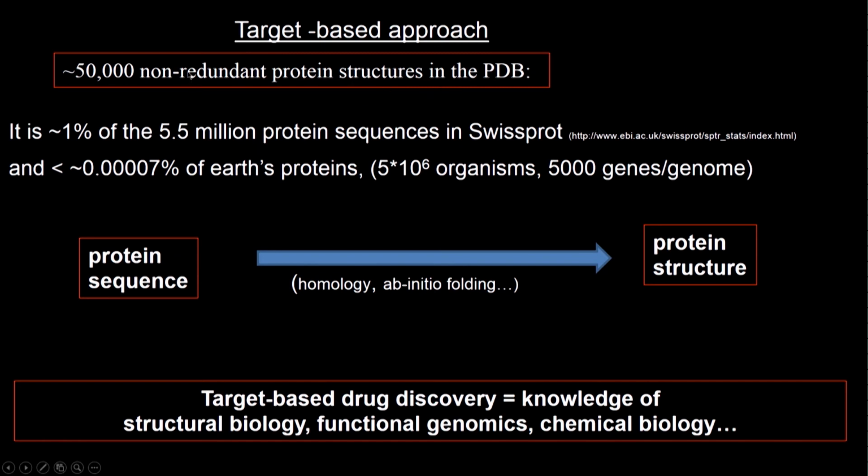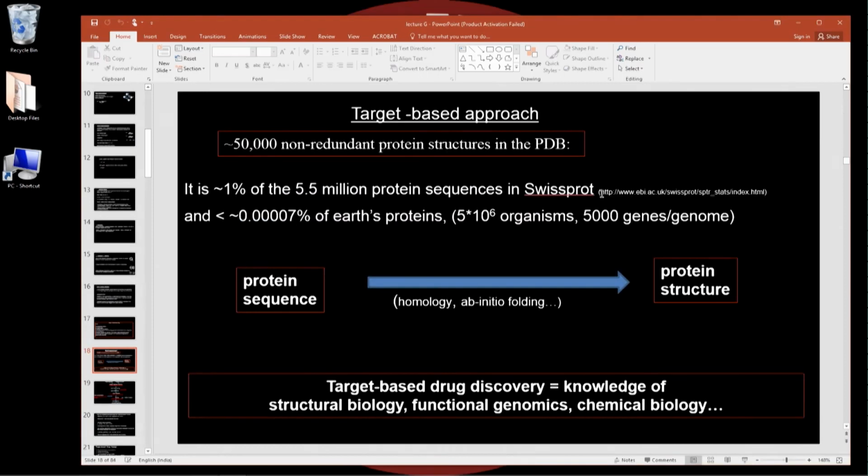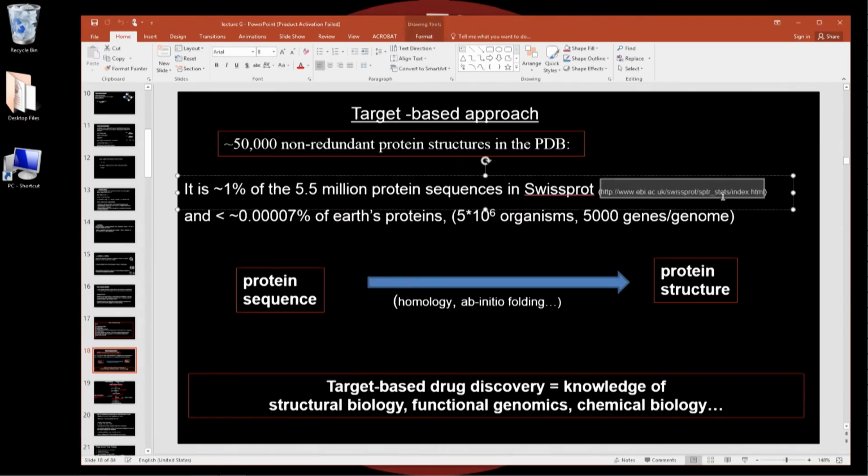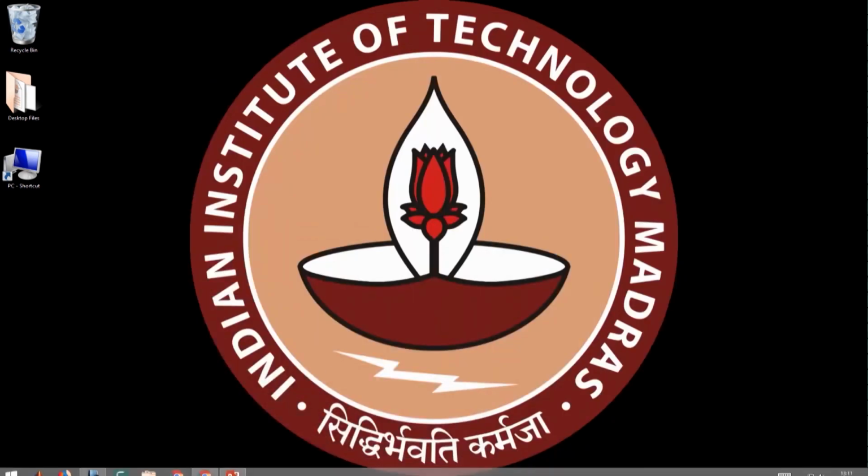So that means a lot of proteins have still not been crystallized and their 3D structures have not been obtained. So there is still good opportunity for us to do a crystallization study and get the 3-dimensional details of proteins. Okay. So let us look at this Swiss Prot.